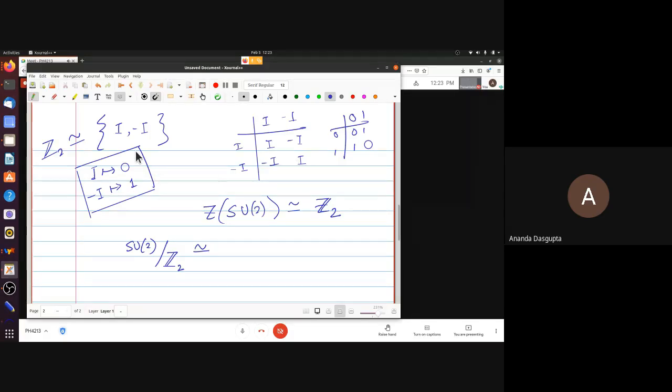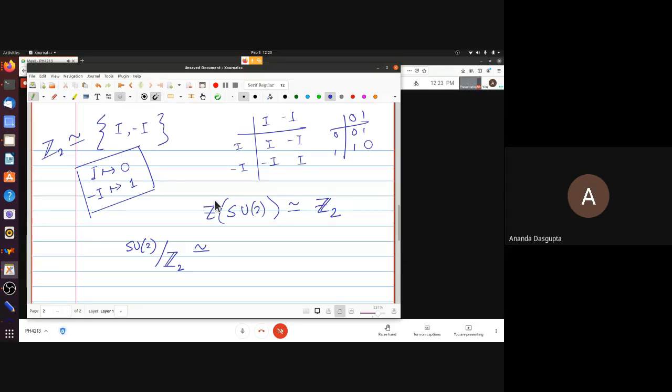All I was saying is we can actually say Z of SU2, the center of SU2, is a set containing the identity and negative identity, and it's a group under matrix multiplication. And we can also say that this is isomorphic to the group Z2, but we will very often not say that. We'll just say the center is Z2. And this is the language that you have to sort of get used to.